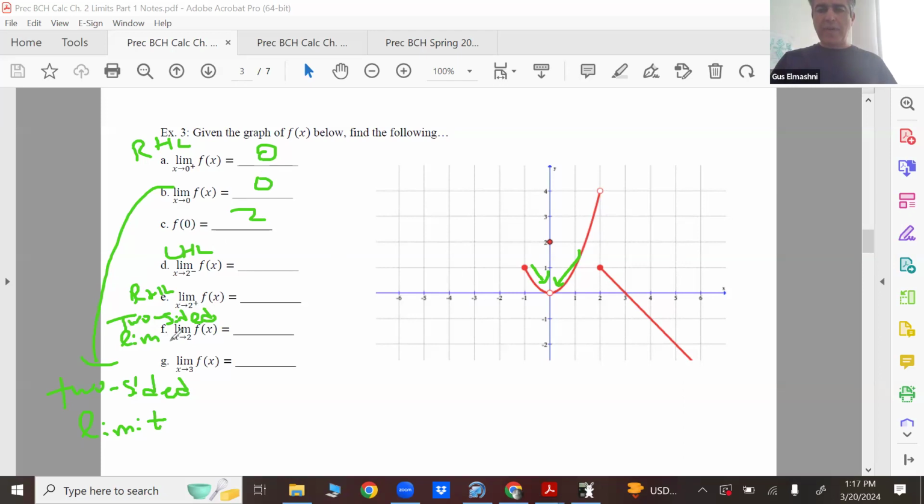Okay, if you're approaching 2 from the left side, what do you get? From the right side? 1. But overall, does not exist.